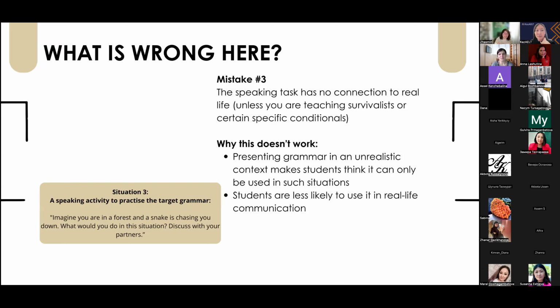Of course, with the second conditional, it is supposed to be not realistic, but let's not make it a snake chasing me down. Make it like you're a queen, or the president of your school, something like this, a bit closer to their life, but still, of course, unrealistic since it's a second conditional anyway. And students are less likely to use it in real life communication. As I mentioned in mistake number one, if you don't give them the appropriate context they should be using the grammar in, they will not be using it at all. So that's very important.